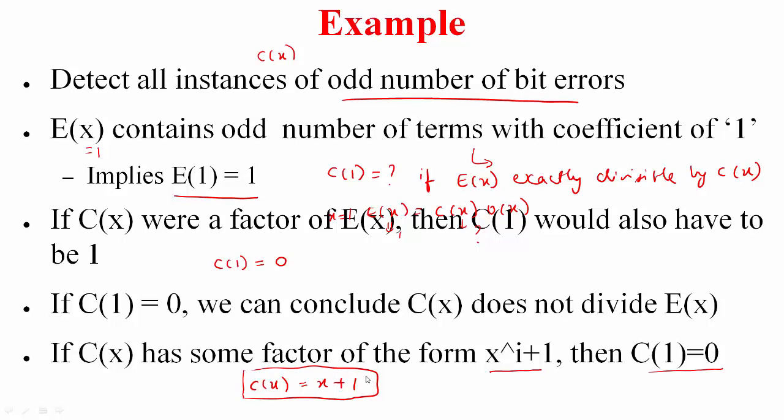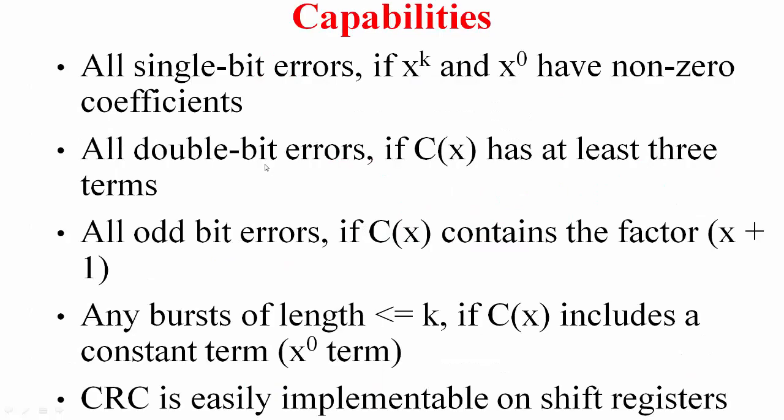Remember, this has degree 1, so there also we introduced 1 bit of redundancy. Just like how we have designed a divisor polynomial for capturing odd bit errors, you can devise similar such polynomials. For example, if you want to capture all single bit errors, this divisor polynomial should have x to the power of k and x0 to be non-zero coefficients. And similarly, if you want to catch all double bit errors, Cx should have at least 3 terms. This we already saw, where all odd bit errors can be captured if Cx contains the factor x plus 1.